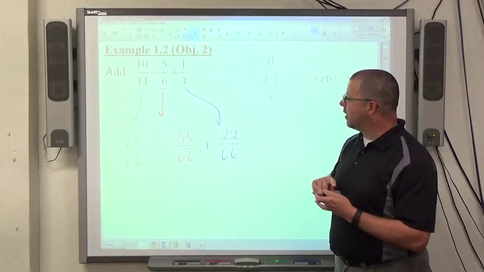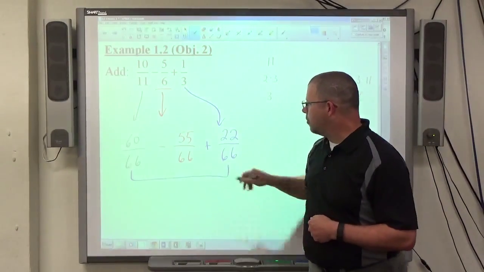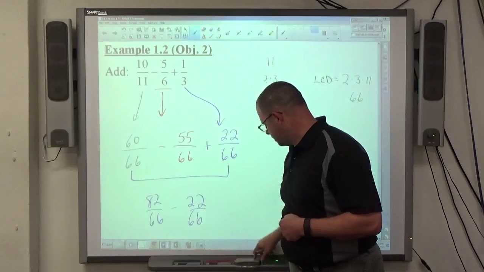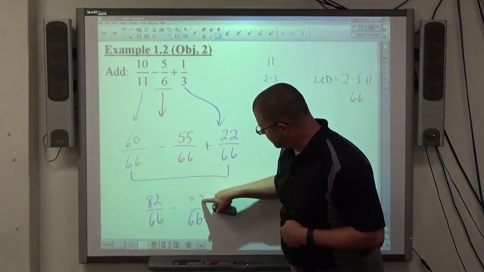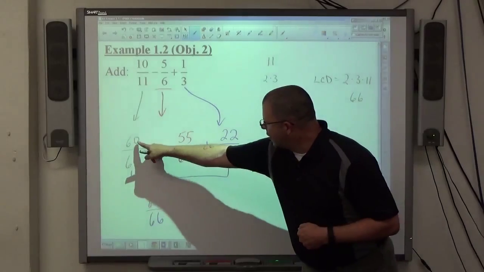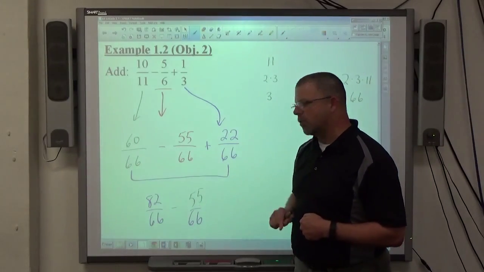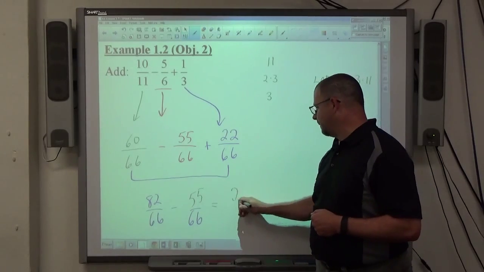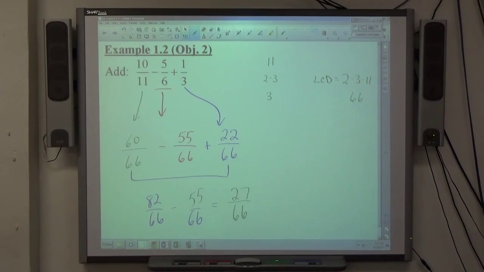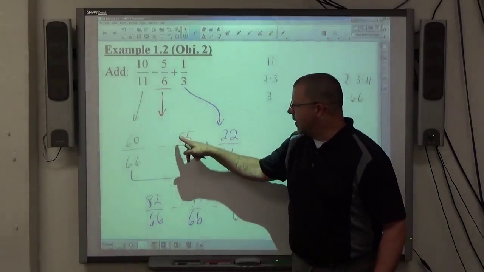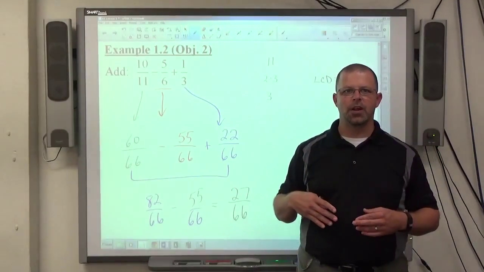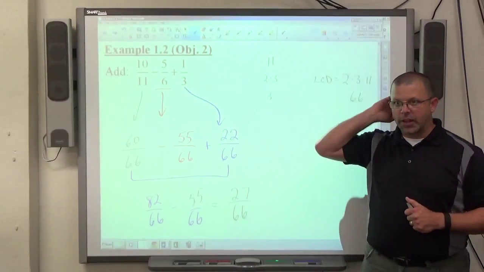So what I would do personally is I would go ahead and add up my 2 positive ones together. 60 plus 22 is 82, so 82 over 66 minus 55 over 66. And then 82 minus 55 is 27 over 66. Obviously, 60 minus 55 is 5 plus 22 is also 27. It works left to right in that case. But again, if it's 55 minus 60, we haven't learned about negative numbers yet, so let's just pretend we haven't. That's a safe way to make sure that doesn't happen.